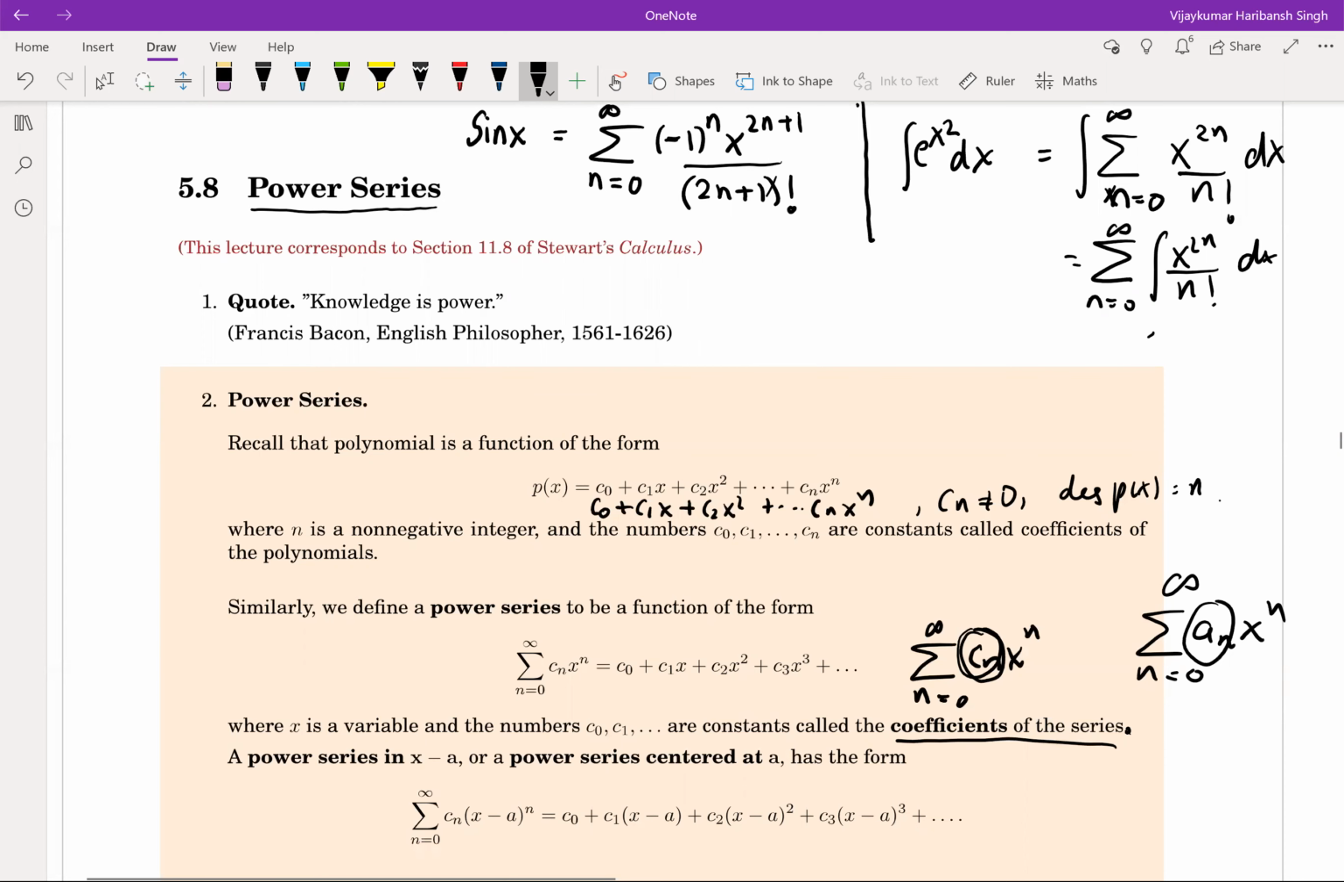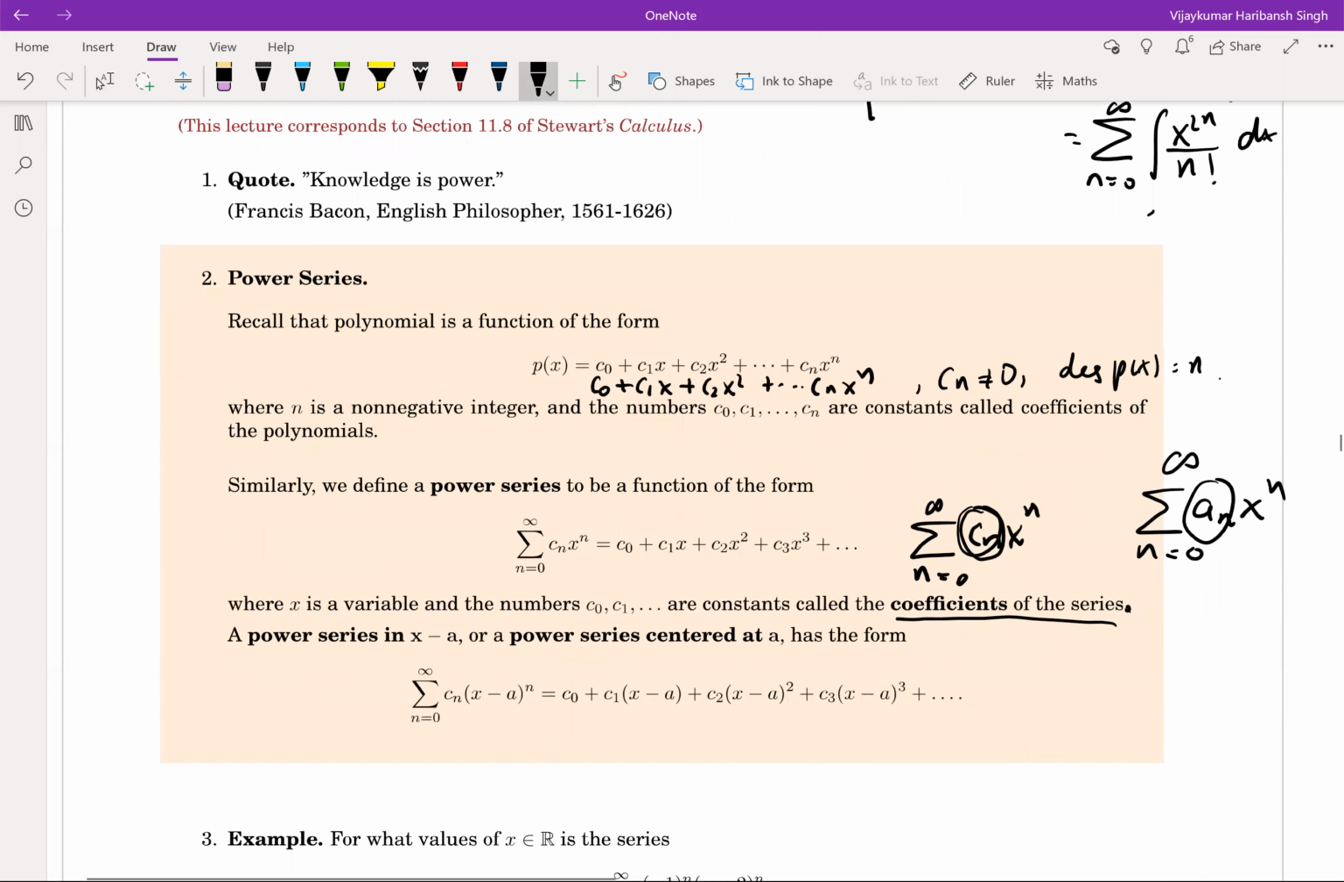All right. Now, sometimes, instead of having x, x squared, x cubed, and so on, you basically have c0 plus c1 (x minus a) plus c2 (x minus a) squared, and so on and so forth. This is called a power series centered at a. You can write this as the summation n equals 0 to infinity of cn (x minus a) to the power n. So such a power series is called a power series centered at a.